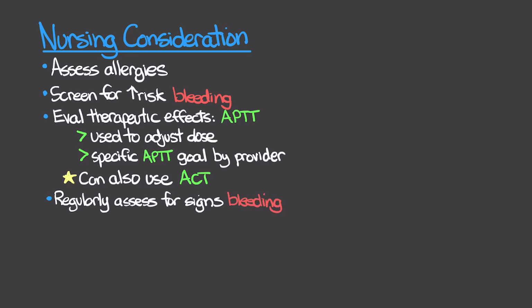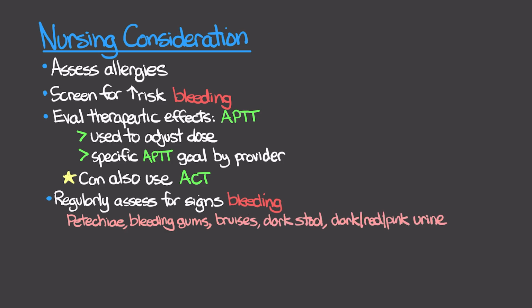Again, just like with our other anticoagulants, we want to make sure we're regularly assessing our patient for signs of bleeding or blood loss. So again, the petechiae, bleeding gums, bruises, dark-colored stools, dark-colored urine. If we do notice any of this, we do need to reach out to that provider and figure out what they're wanting to do, whether it's adjusting rates or stopping the medication.